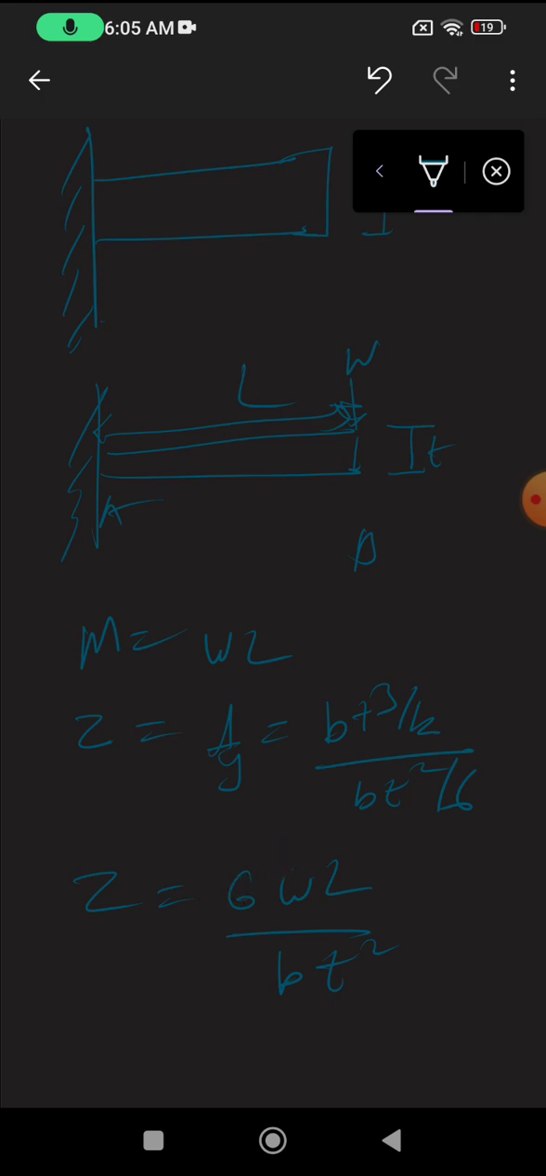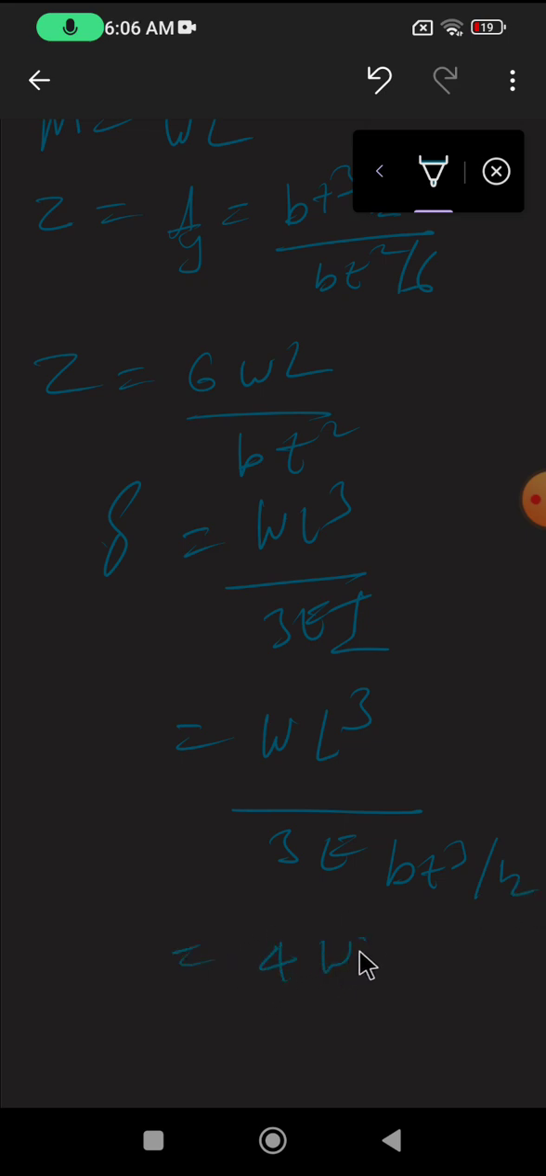So we know the maximum deflection for the cantilever beam with concentrated load at the free end. We know the formula for deflection, that is delta is equal to WL cube upon 3EI for the cantilever beam. Here we will substitute the values. Now I is the moment of inertia, that is BT cube by 12. So delta is equal to 4WL cube upon EBT cube.